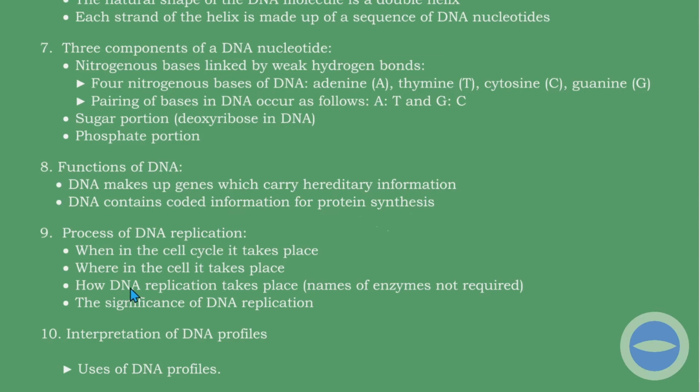And then how DNA replication takes place. Here you have to explain. I will make a video for each topic here, and obviously I will make one for DNA replication. When you explain DNA replication, names of the enzymes are not required. You just say enzymes, so their names are not necessary. Another thing about DNA replication: you must know the significance of DNA replication. Significance means the importance. You must know the importance of why DNA replication takes place.